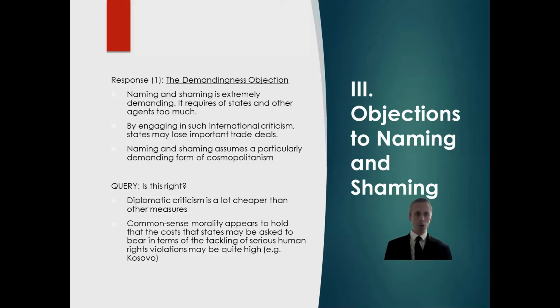The first response or criticism is that naming and shaming is extremely demanding. It requires of states and other agents too much. By engaging in international criticism, the argument goes, states may, for instance, lose important trade deals.